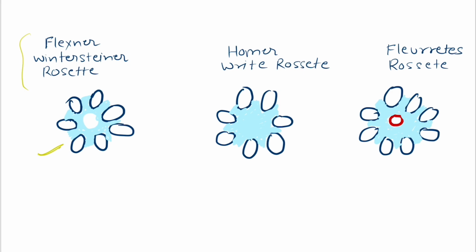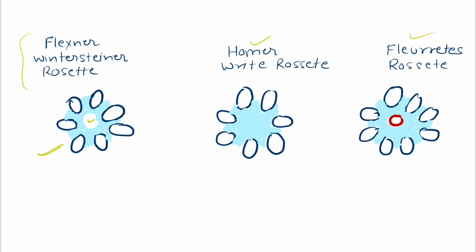Next is why they are different from each other. Just see the photos. You can see a lumen in the Flexner-Wintersteiner, but you can't see any lumen in the Homer Wright. In the Flexner-Wintersteiner, there is a lumen formed by the cell borders, and there are cytoplasmic extensions, but there is no basement membrane. You are seeing a true lumen. That's why this is a true rosette. But the Homer Wright and the Fleurette rosettes are both pseudo-rosettes, because we don't have a true lumen there.